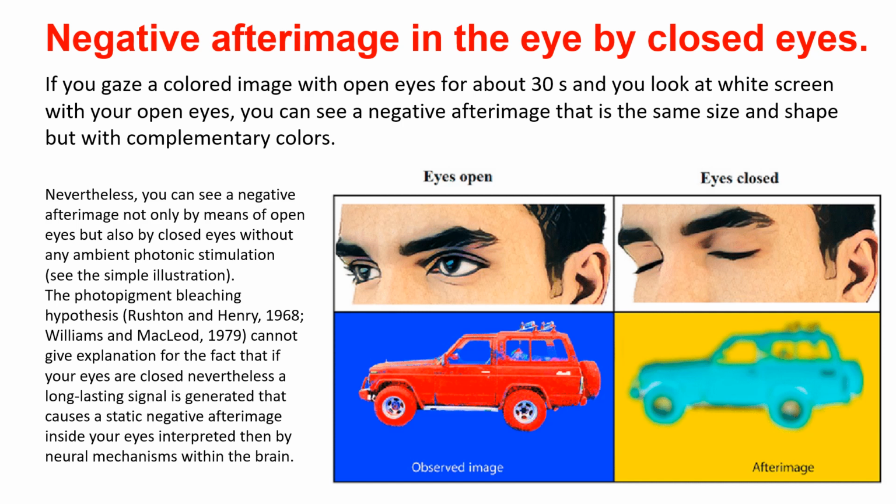See the simple illustration. The photopigment bleaching hypothesis, Rushton and Henry, 1968, Williams and MacLeod, 1979, cannot give explanation for the fact that if your eyes are closed nevertheless a long-lasting signal is generated that causes a static negative afterimage inside your eyes interpreted then by neural mechanisms within the brain.